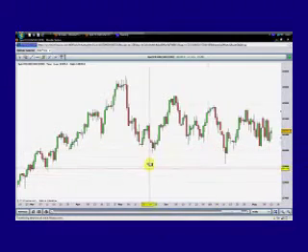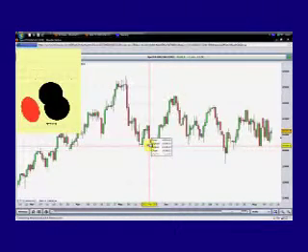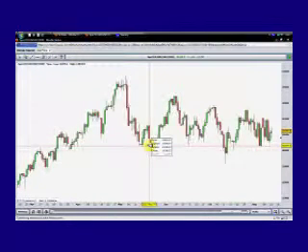A fractal pattern, in my view, is a pattern that repeats itself on many time frames. So when we see, for instance, a double bottom on the monthly chart, a double bottom on the weekly chart, a double bottom on the daily chart, that's a fractal double bottom. On the other hand, if at the same time we see a double top on the monthly chart, a double top on the weekly chart, a double top on the daily chart, that's a fractal double top.